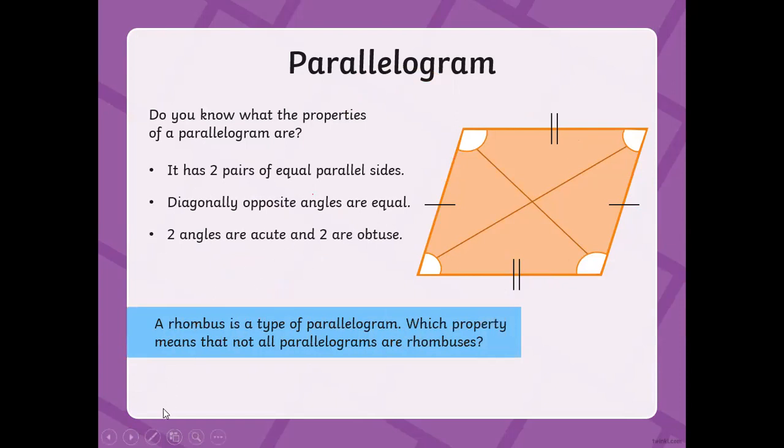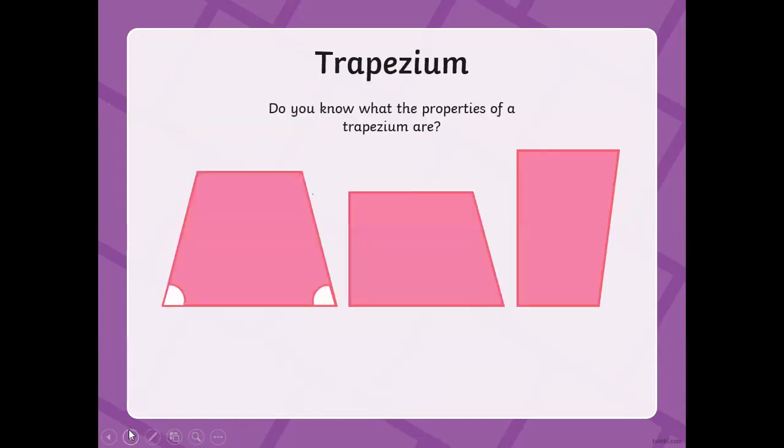Same thing. Two angles are acute, two angles are obtuse. Okay, it's a type of parallelogram. Okay, let's move on. In a rhombus, all of the sides are equal. We did that.